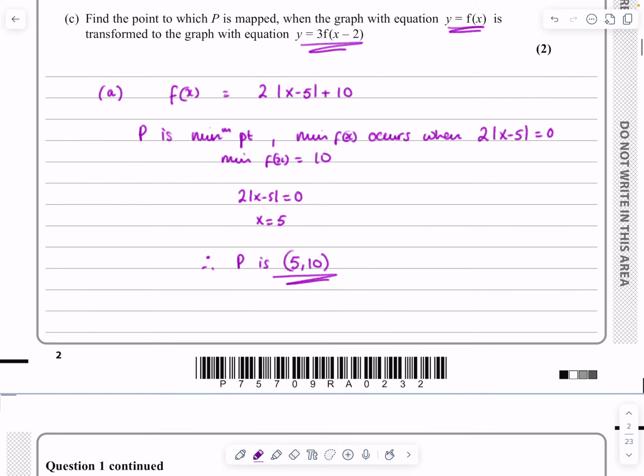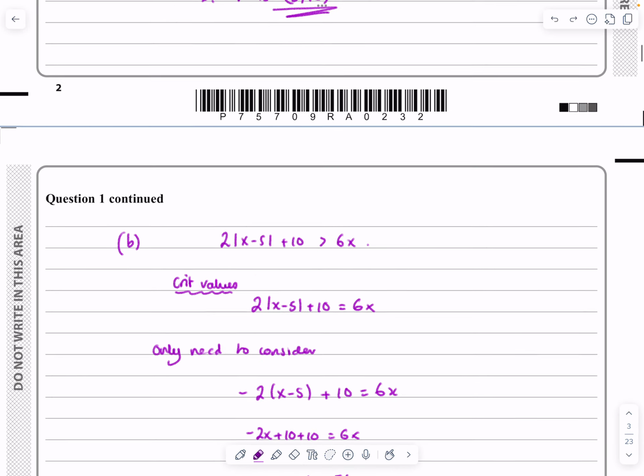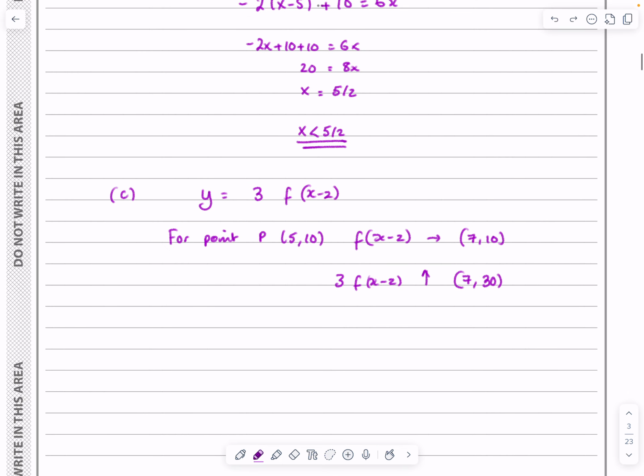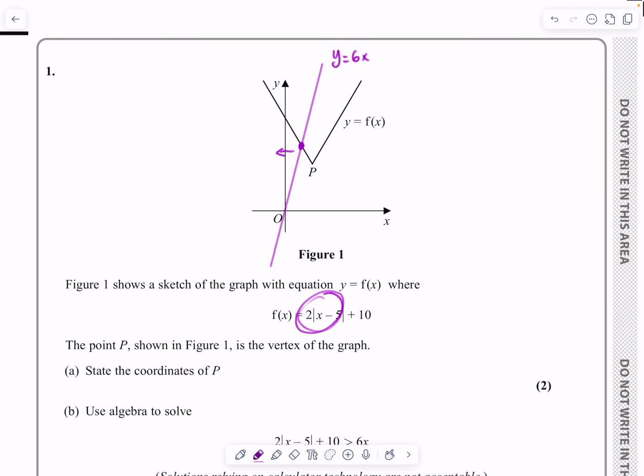Let's see how many marks that's worth. It's only worth 2 marks, so I don't think I need to give any more detail than that, especially as I've explained it to you on the video. So new point is (7, 30), just to make it really clear to the examiner. And that's question number 1 all done. Hopefully that all makes sense to everybody.